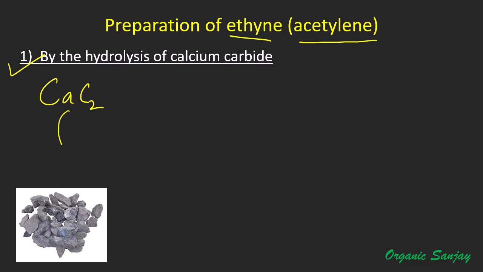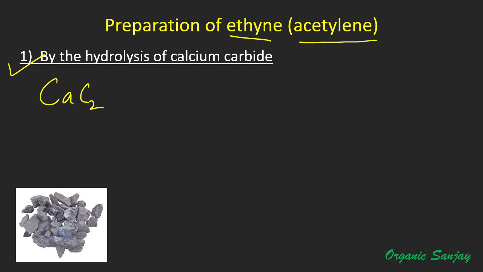Now as you can see in this picture, this picture shows calcium carbide pieces. It looks like rock pieces, and it is solid in state. Now when we pour some water over these calcium carbide pieces, then ethyne gas will be formed. So it is a very easy method of making ethyne. Simply put some water over these calcium carbide pieces and we will obtain ethyne gas.